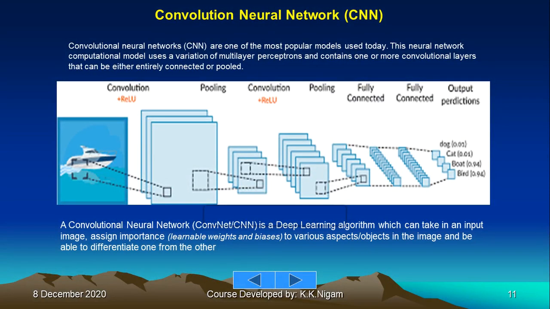Convolution neural networks are one of the most popular models used today. The neural network computational model uses a variation of multi-layer perceptrons and contains one or more convolution layers that can be either entirely connected or pooled. A convolution neural network is a deep learning algorithm which can take an input image, assign importance, learnable weights and biases to various objects in the image, and be able to differentiate one from the other.